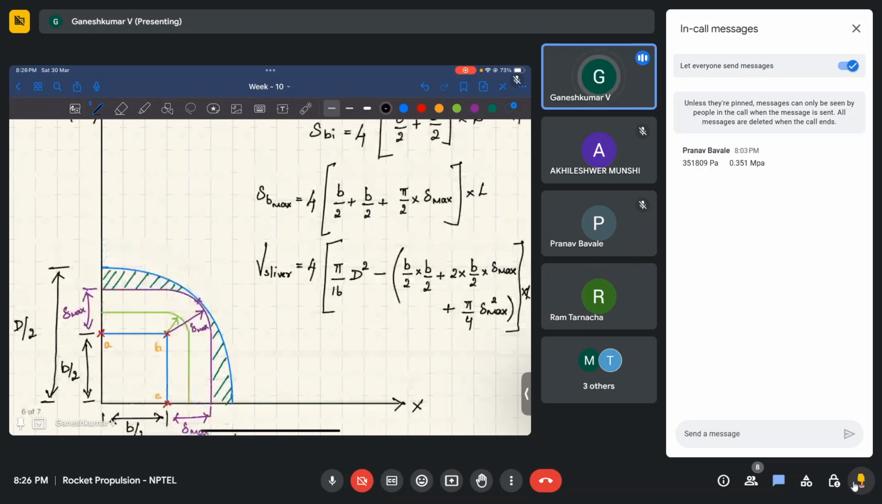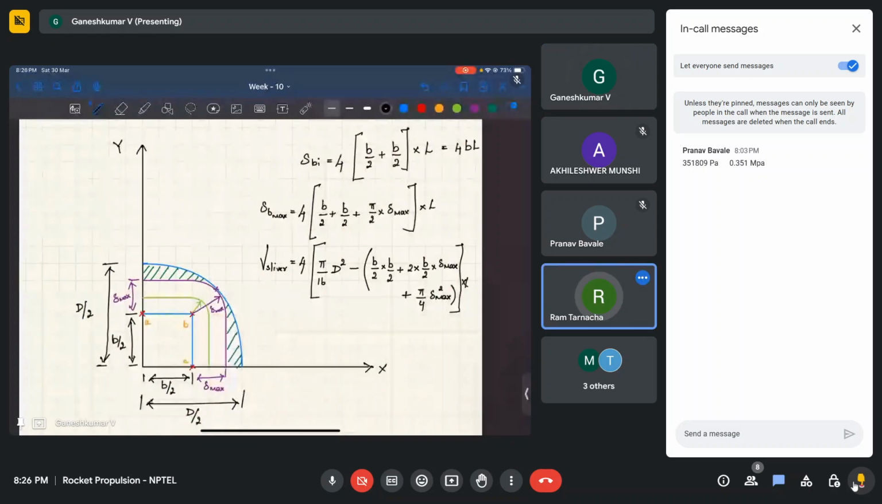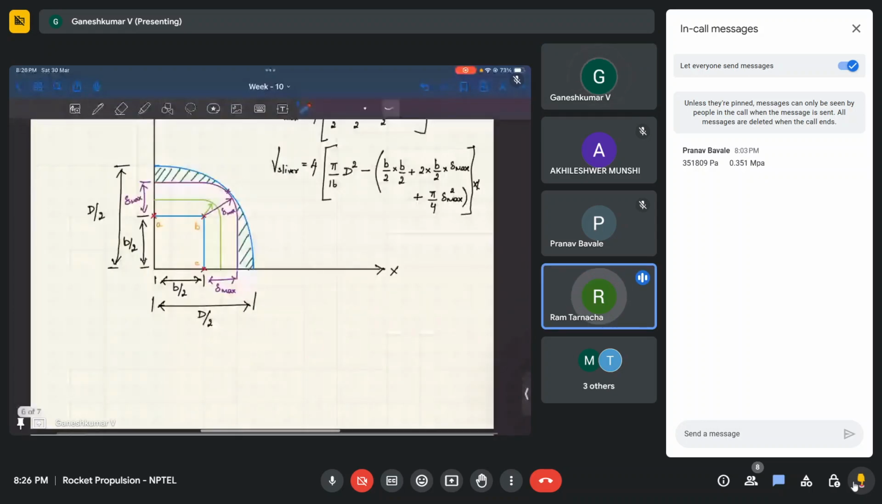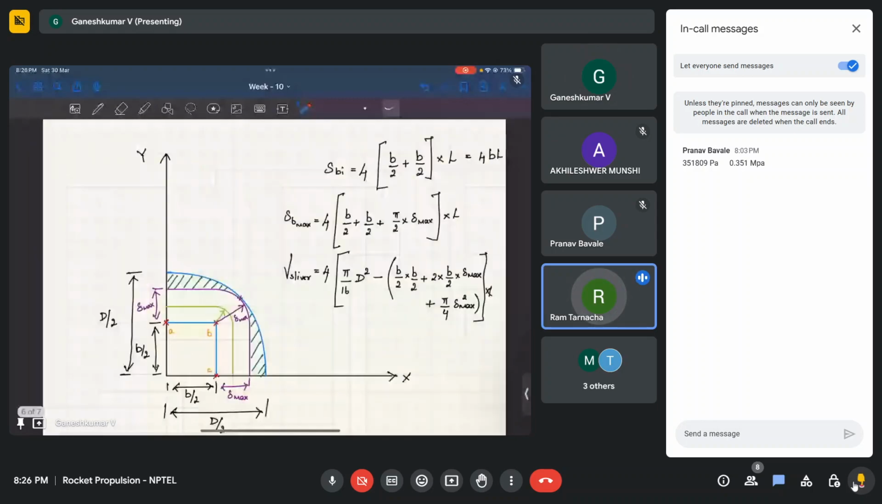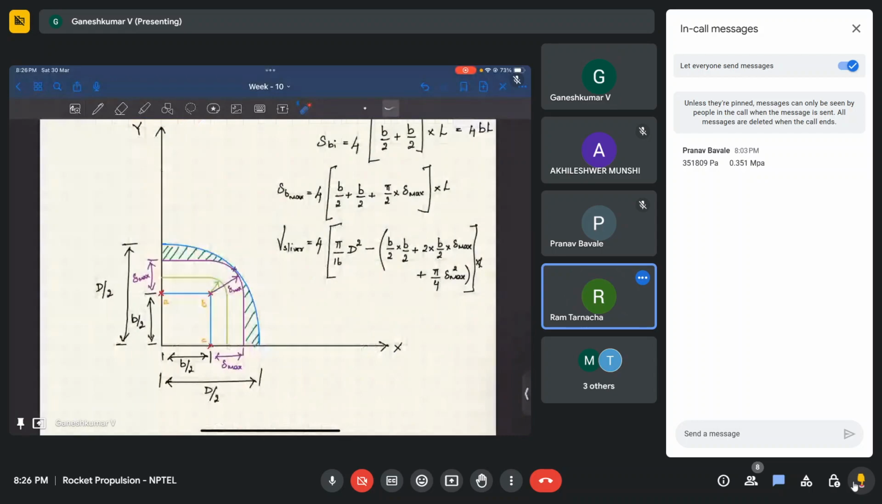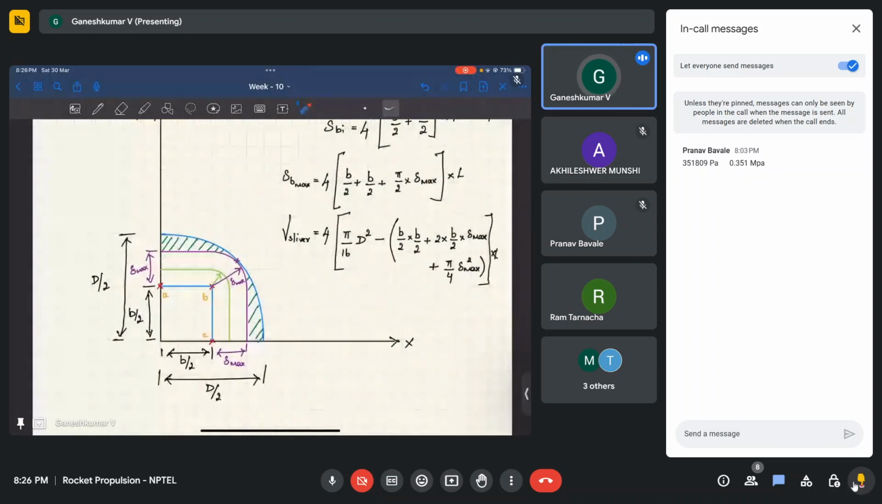So coming to Ramsar's question, let me draw it once more. Is this clear? I realized I was wrong. This is the correct approach. So basically, what you did is not completely wrong. The only thing is you tried to measure this radius from the center.